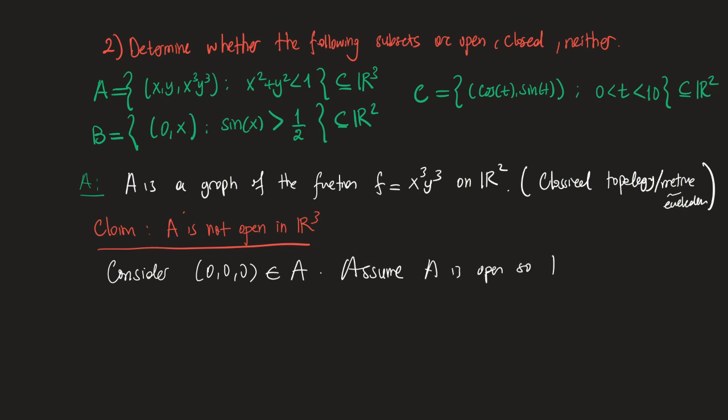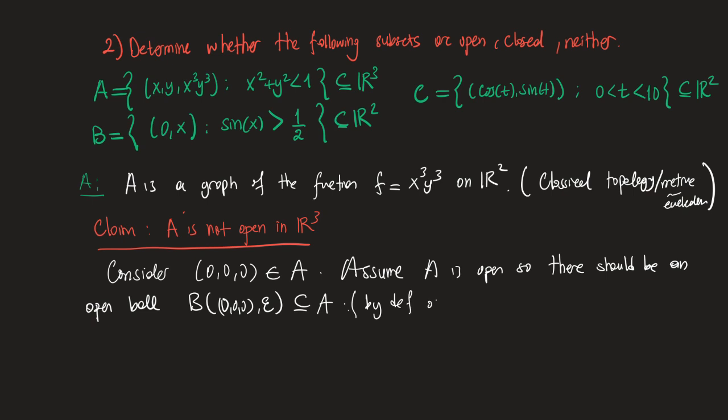so there should be an open ball centered at (0, 0, 0) with radius epsilon that should be in A, by the definition of openness. But this is wrong, because I can explicitly show it.